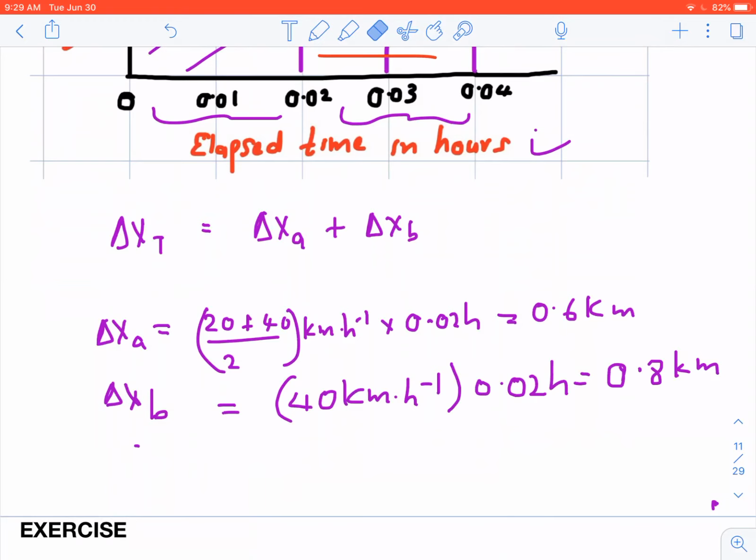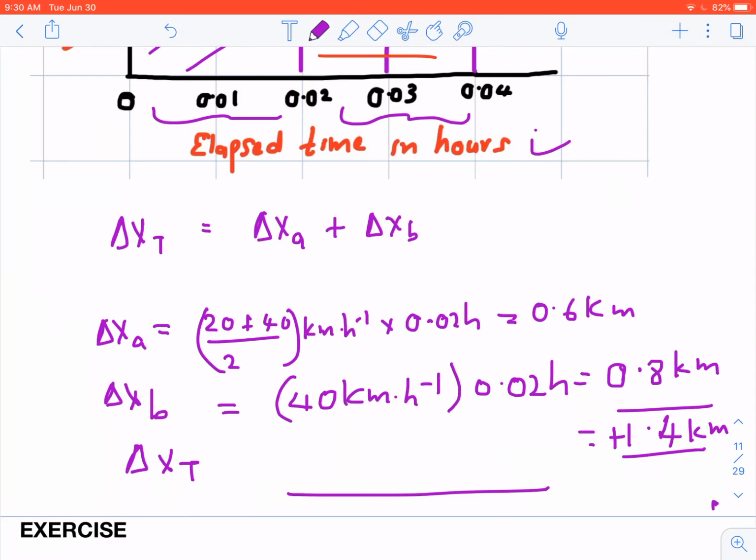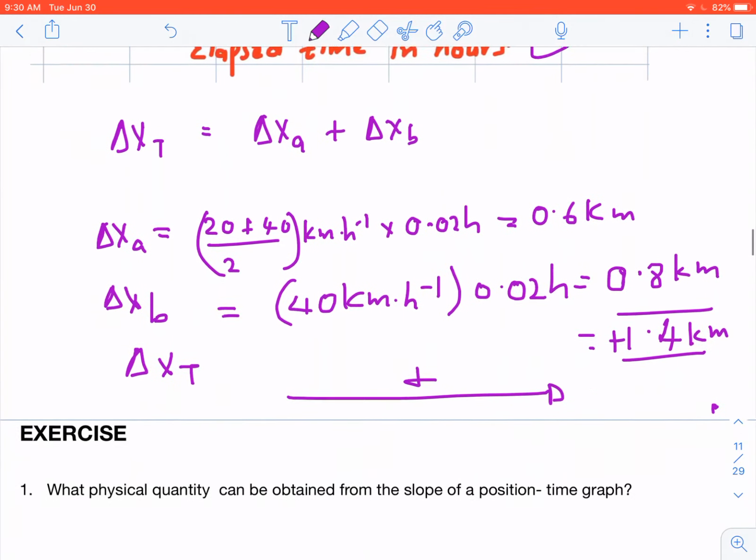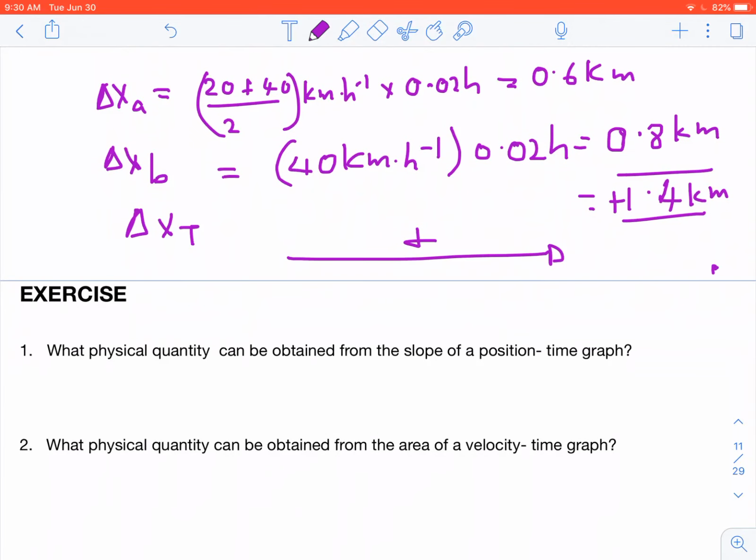Which means the total change in x t is equal to, we add the two, and that's 1.4 kilometers. It's plus, so it means the displacement is in that direction, moving towards the positive direction.